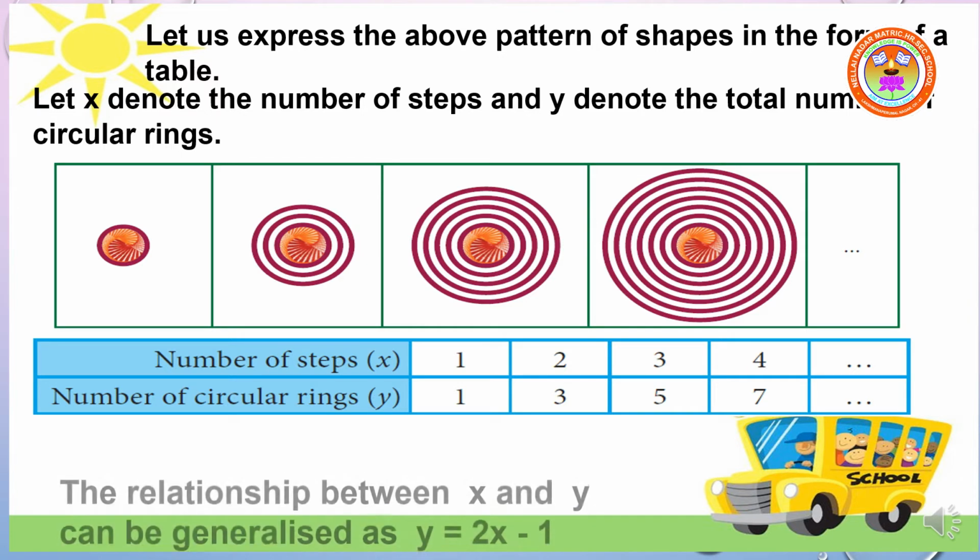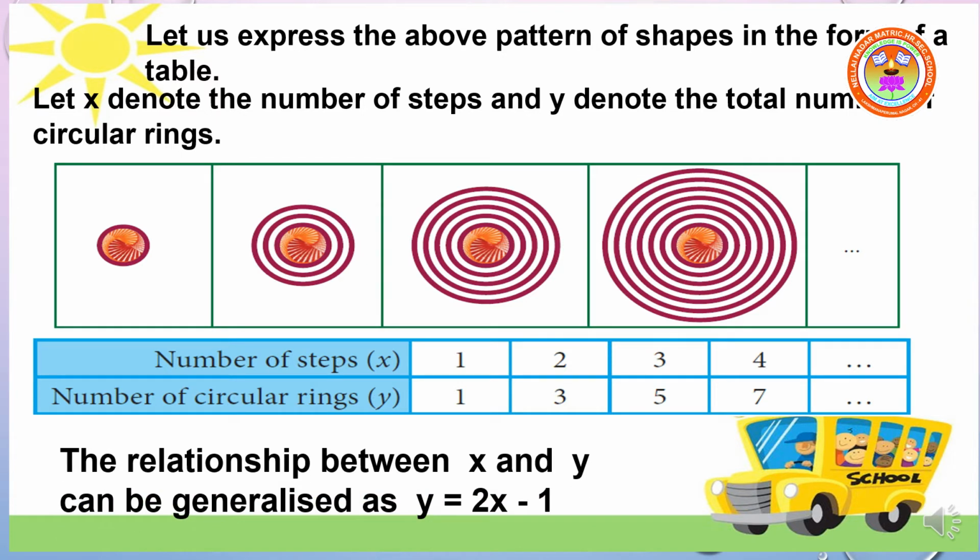Okay? Now, from the above table, we can say that the relationship between X and Y can be generalized as Y is equal to 2X minus 1. So, how can we say that? The relationship between X and Y can be generalized as Y is equal to 2X minus 1.